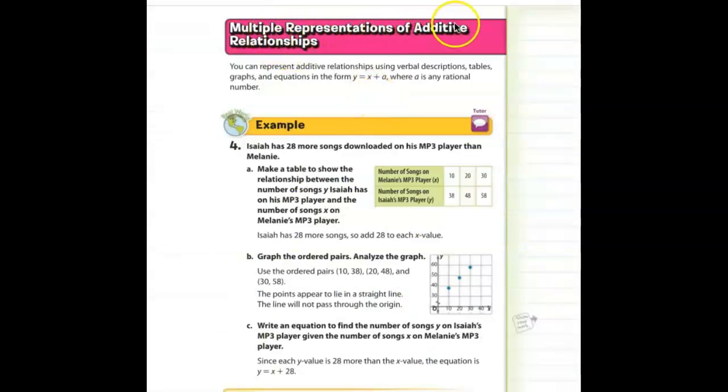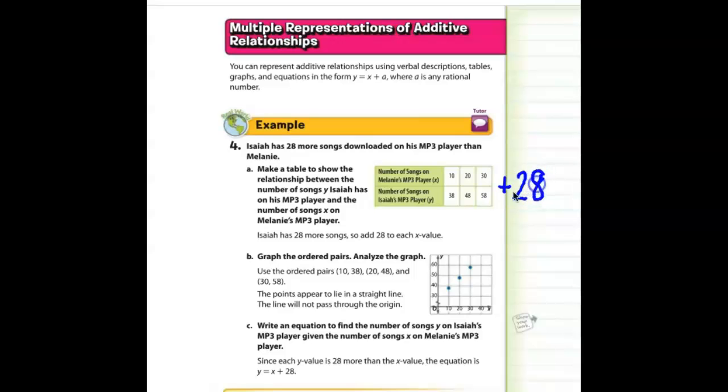Okay, so multiple representations of additive relationships. Basically, the equation will be based on y is equal to x plus some constant number, any rational number. We can create tables showing this, and we can create graphs showing this. The verbal description says Isaiah has 28 more songs downloaded on his MP3 player than Melanie. If she downloaded 10, he did 28 more, so 10 plus 28 is 38. She did 20, he did 48. So everything that she did, he is always going to have 28 more.